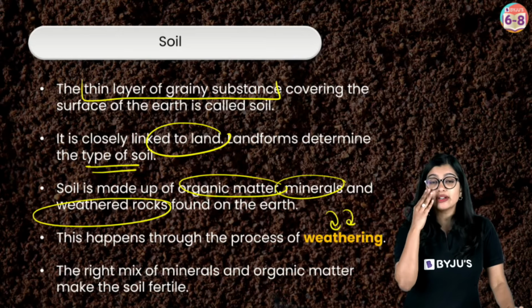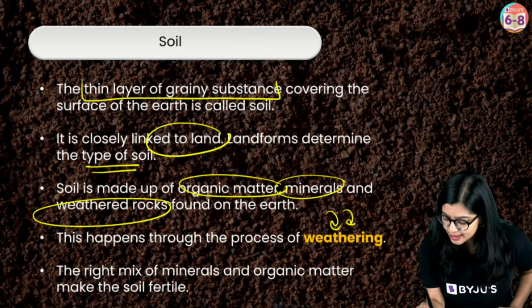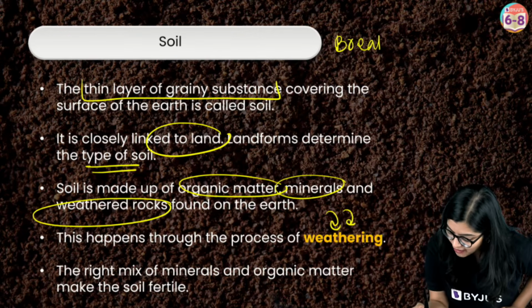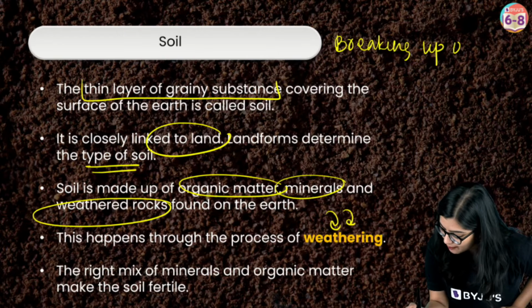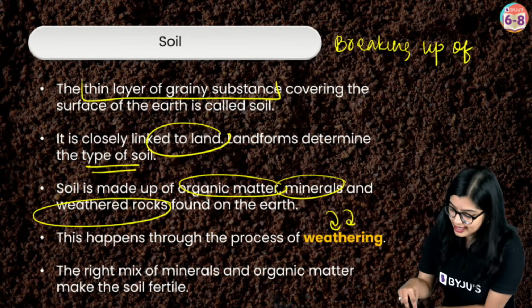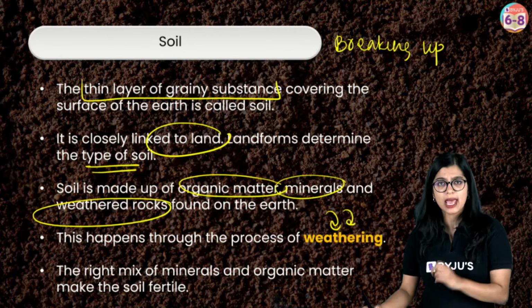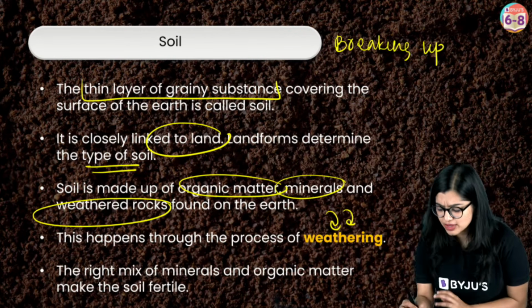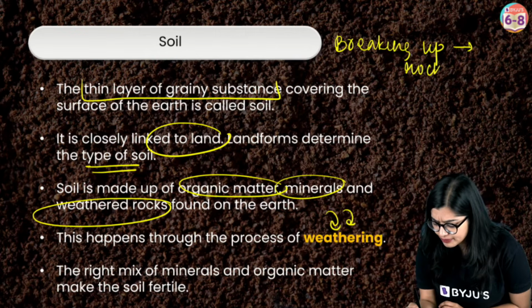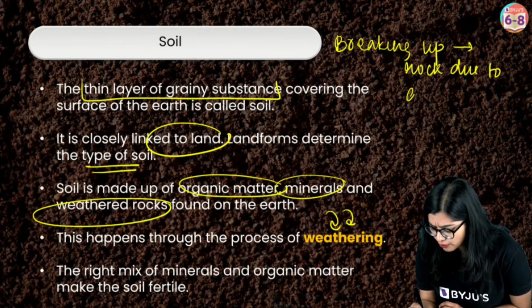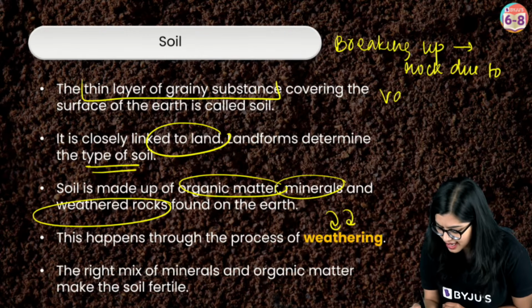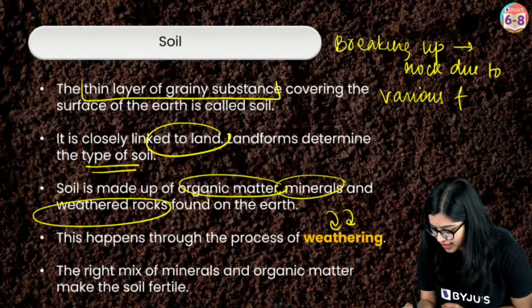So now it is important to understand what is weathering, right? So weathering can be simply defined as the breaking up and the decay, right? So we see that it is the breaking up and the decay of exposed rocks by various factors. So I would simply say breaking up of rocks due to various factors, which we will learn in just a bit, right?